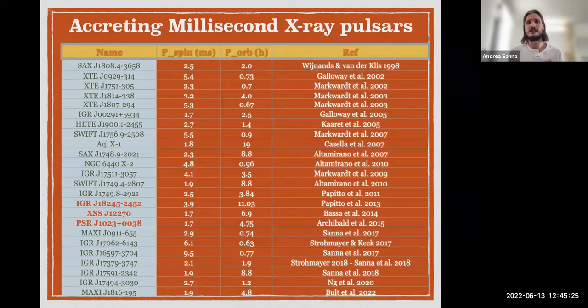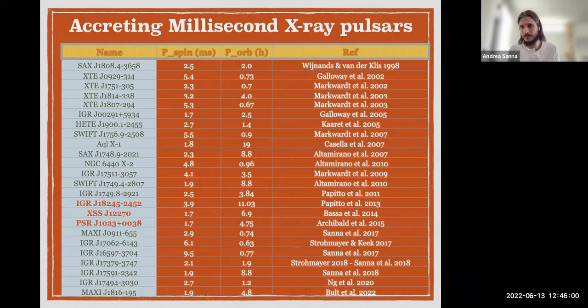This collection of sources started in 1998 with the discovery of J1808.4-3658. Basically, we started discovering these systems when we had detectors capable and sensitive enough to collect enough photons to detect this signal. The Rossi X-ray Timing Explorer was the first one that allowed us to do that. Since then, in 20 more years, we managed to collect 23 systems.